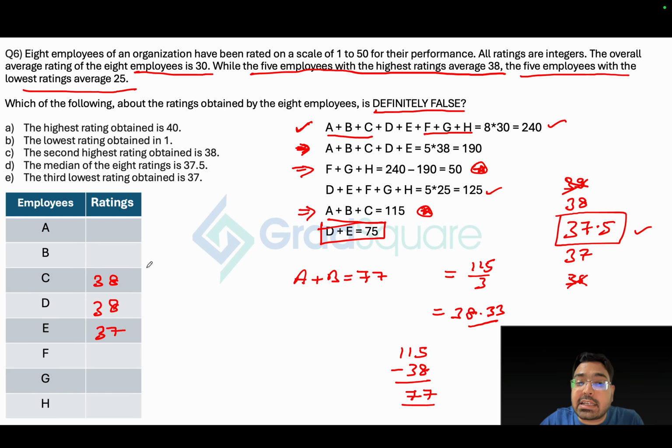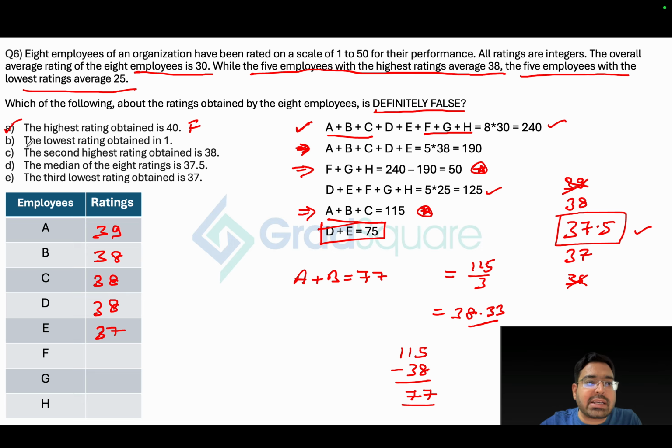Now look at this. Lesser than 38.5, the only possibility for B is 38. There's no other possibility for B, and that ensures the possibility of A turns out to be what? 39. Now let's go to these options and see what is the definitely false option. If you look at option A, the highest rating obtained is 40. That's not possible. That's a definitely false statement. So that becomes our answer.